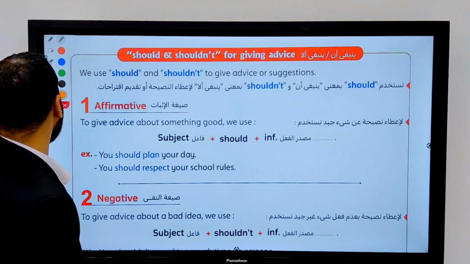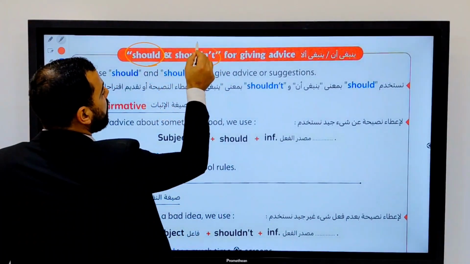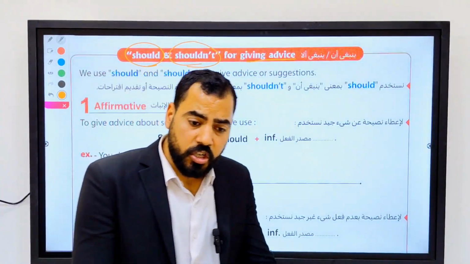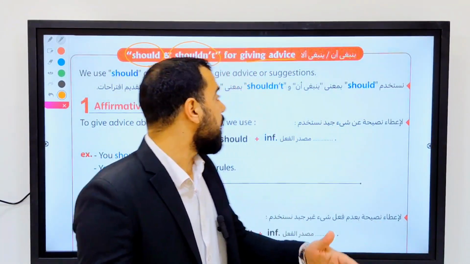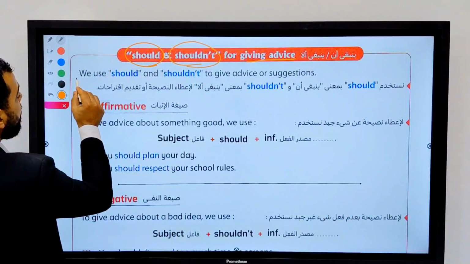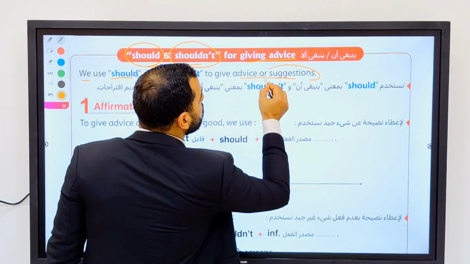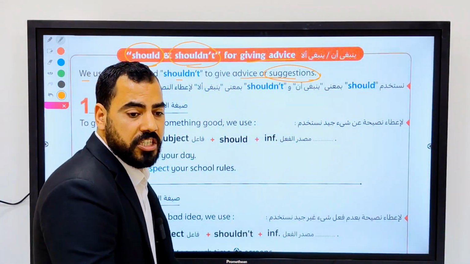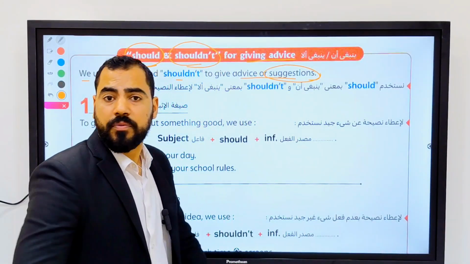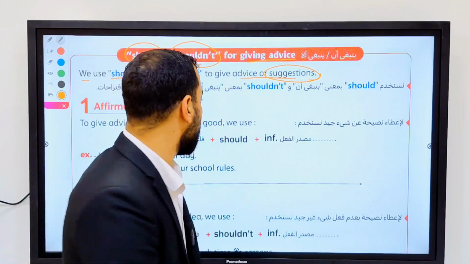of today's grammar. It's called should and shouldn't for giving advice. So we can use imperative to give advice, and we can also use should or shouldn't. We use should and shouldn't to give advice or suggestions. You suggest doing something, you want to do something together. As a friend, you are just giving a suggestion. They can agree or not.